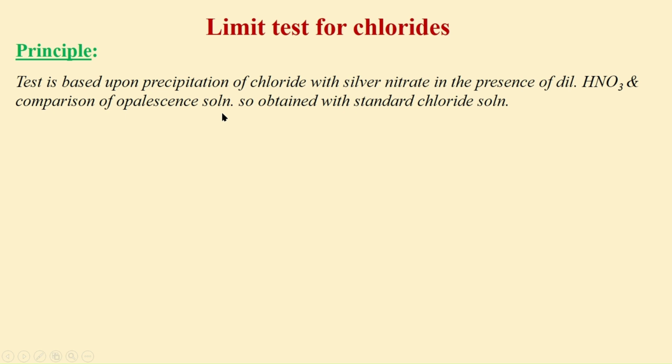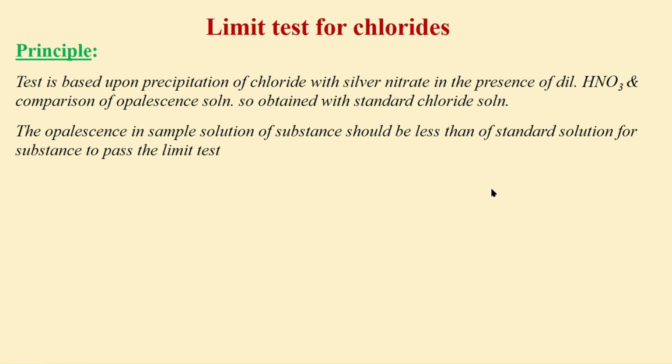How is this opalescence produced? Let us look into it. Here, when the silver nitrate reacts with chloride ions in dilute nitric acid, it produces opalescence. And that opalescence produced is compared with the standard solution. If the opalescence produced by the sample solution is less than that of the standard solution, then it passes the limit test. How does the reaction occur? Let us look into it.